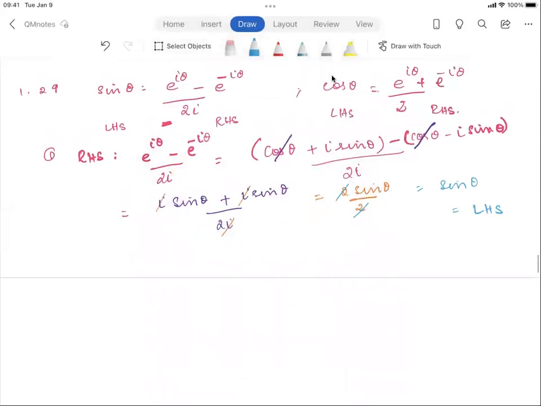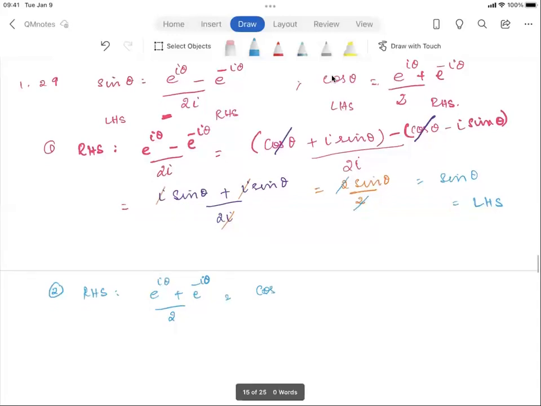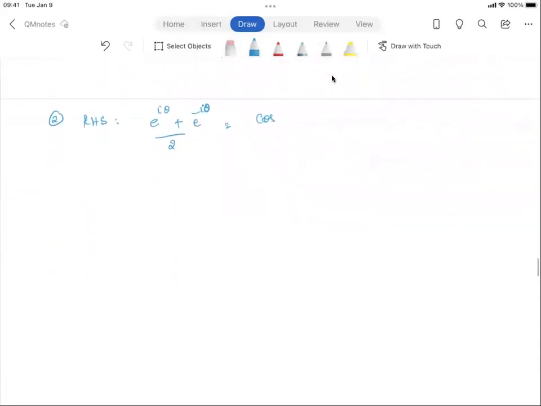Now let's work with part 2, which deals with cos theta. And the right-hand side of the equation is e to the power i theta plus e to the power negative i theta divided by 2. Now let's expand e to the power i theta, plus we have cos theta minus i sine theta, divided by 2.